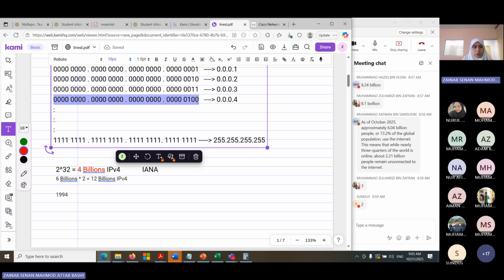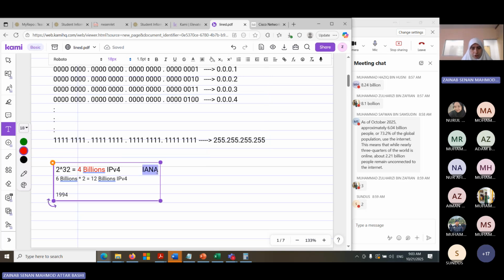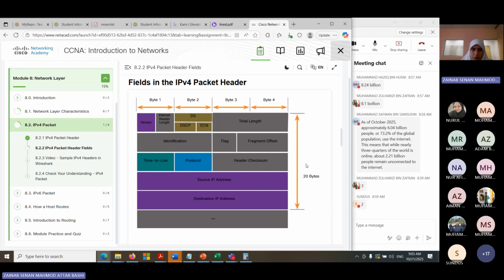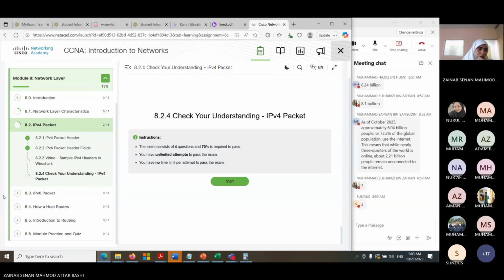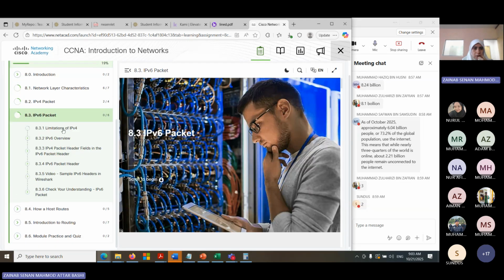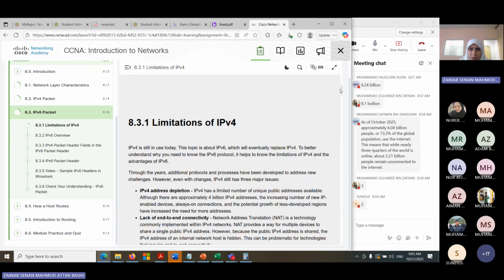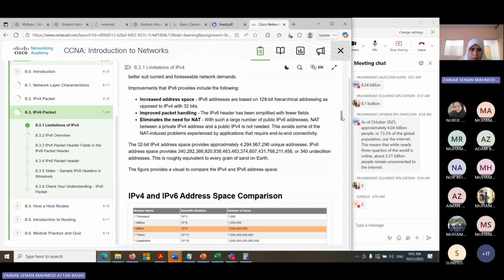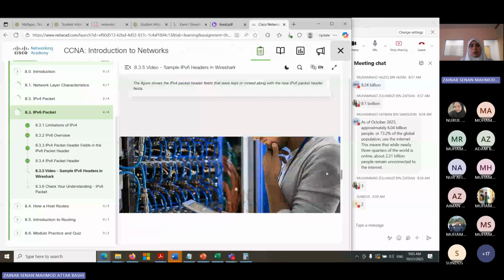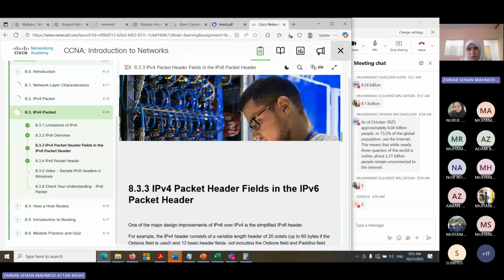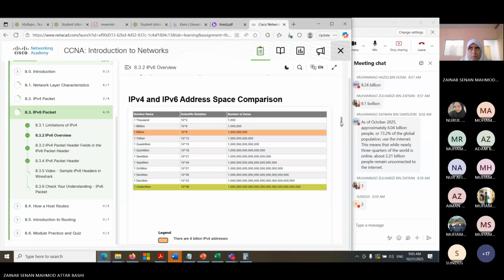No devices can have the same address. So IANA has different organizations all around the world, each of them dealing with different countries or continents. Some of them are for Asia Pacific, and others for Africa, South America, North America, and Europe. I think that's all, 5 of them.